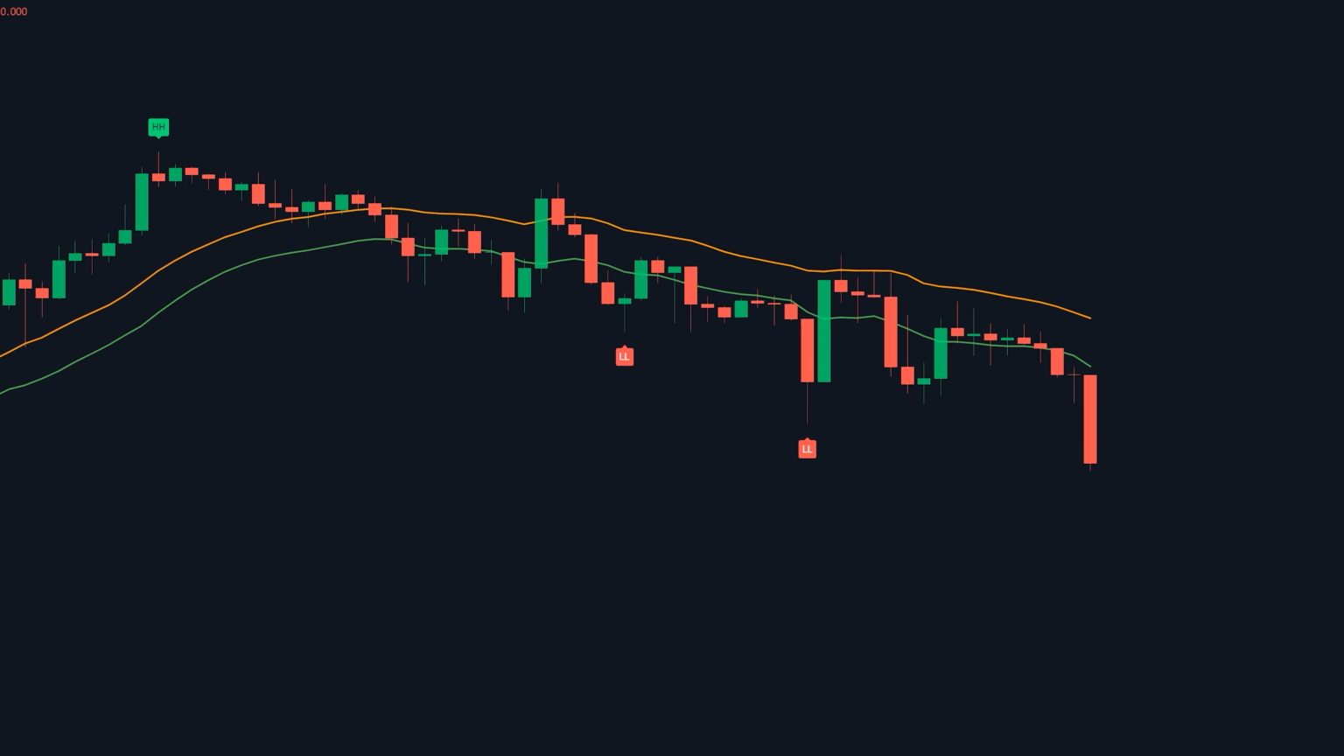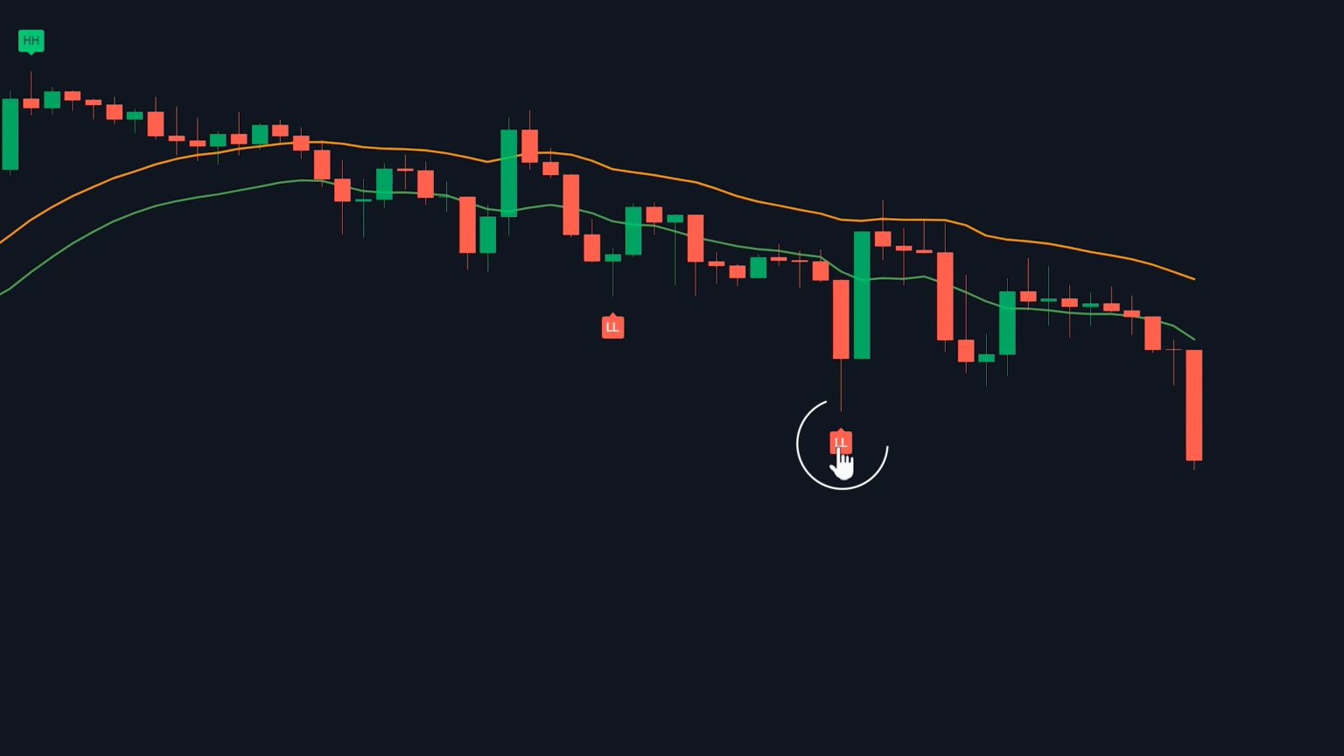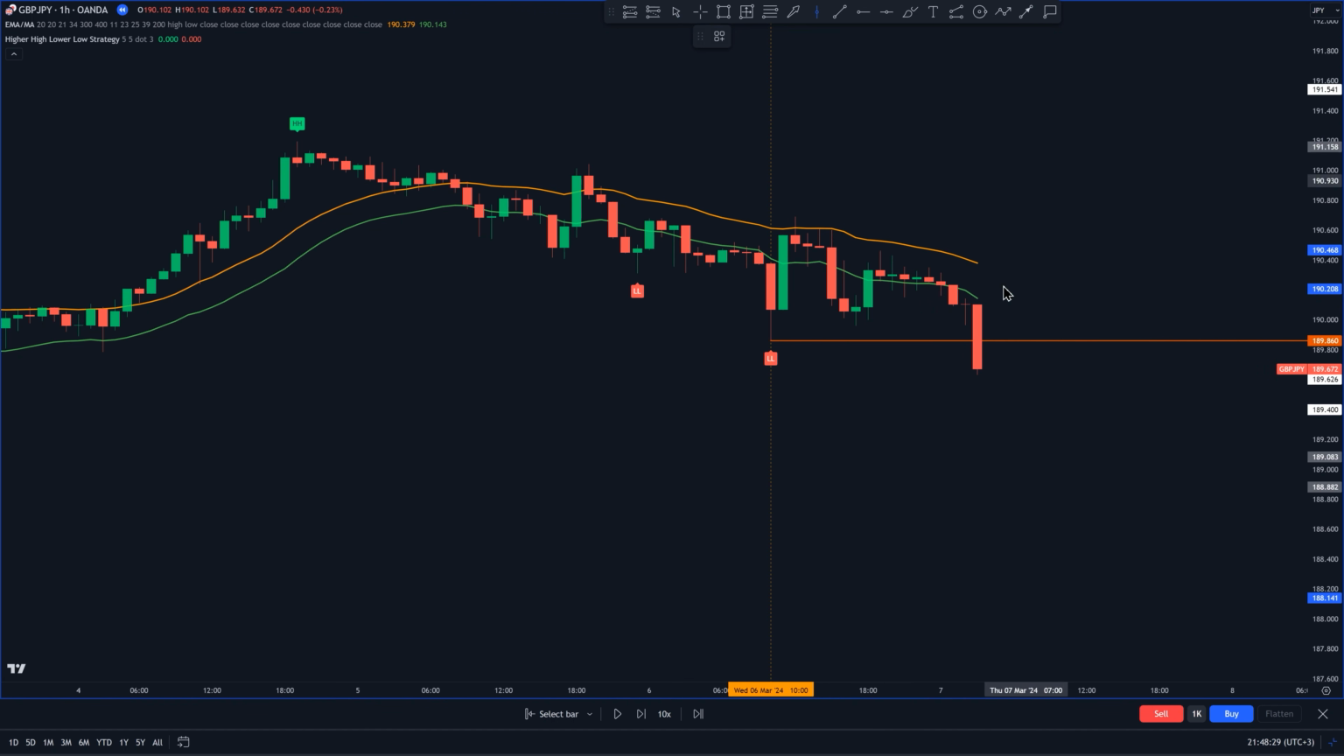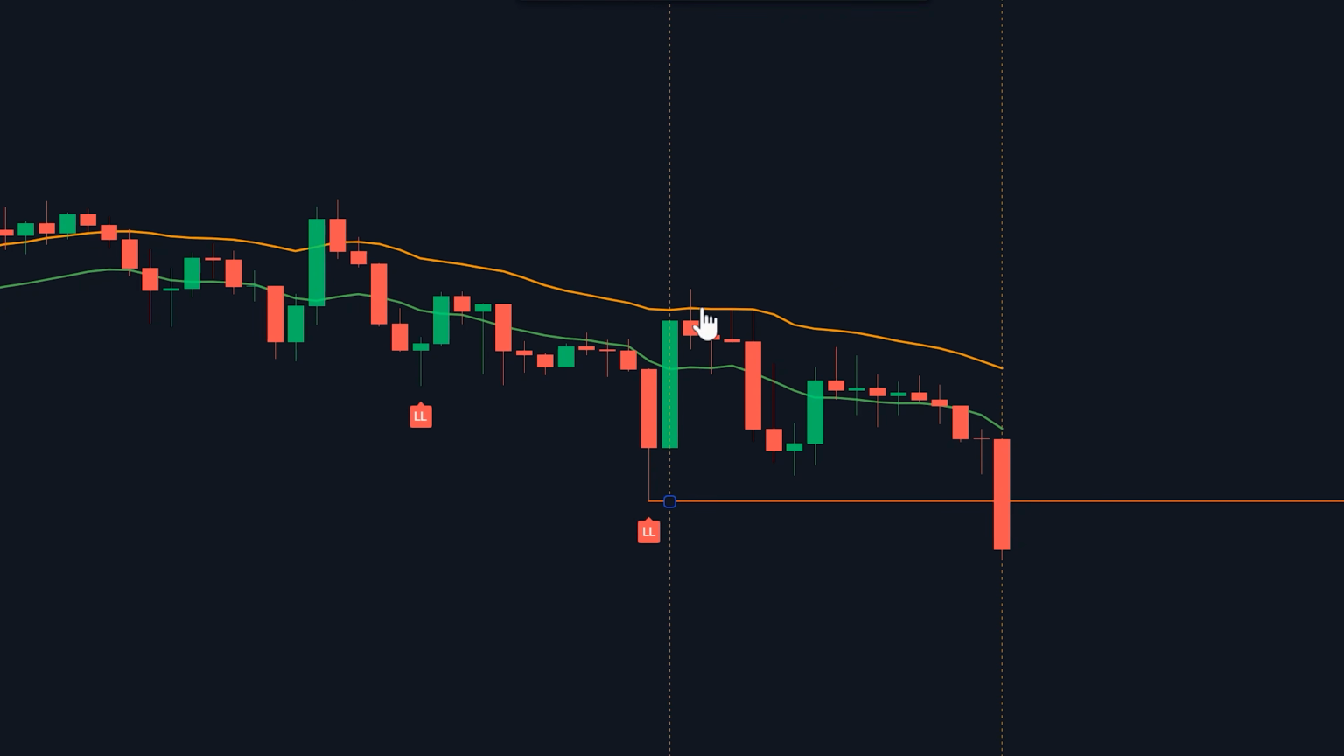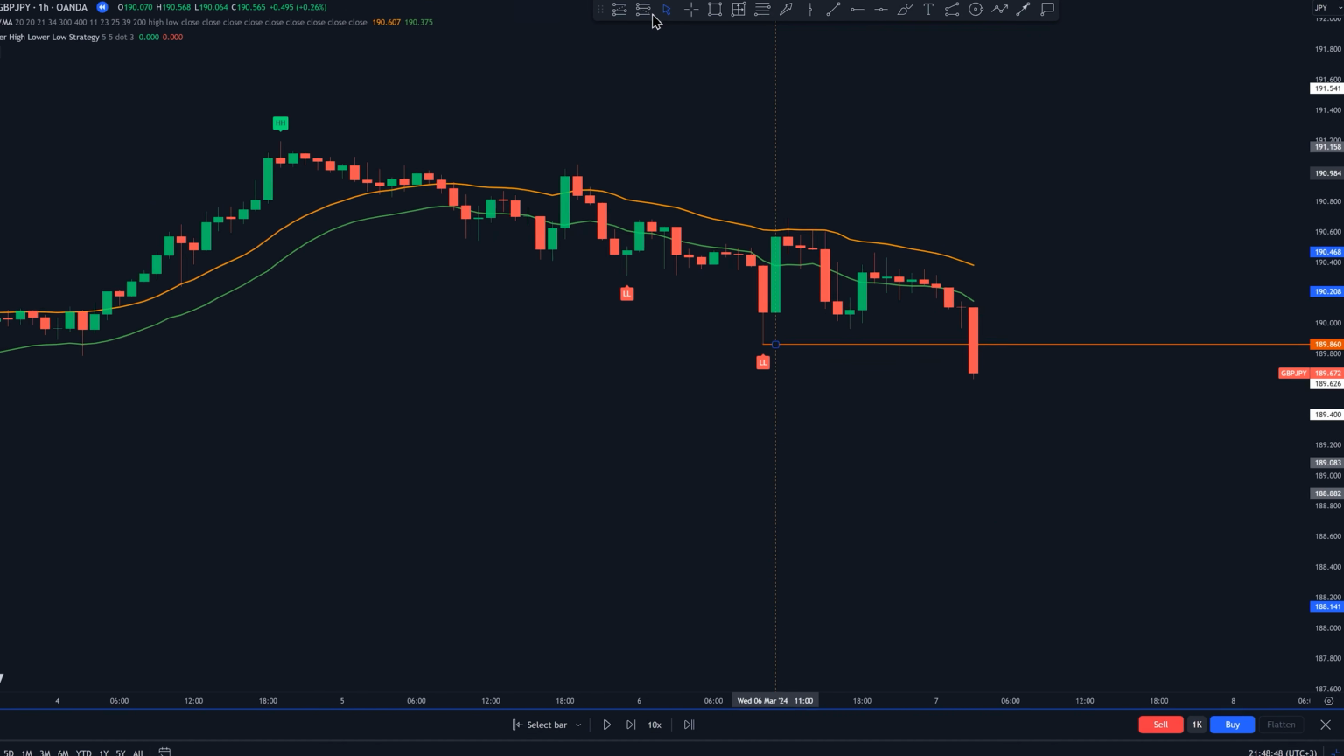Then lastly, the price needs to break and close below the most recent lower low level without breaking and closing above the upper EMA. So like here, this is the most recent lower low level and this is our pullback. So we basically need that from this pullback area to the break and close, none of these candles should close above this EMA. Simple. Now, all our entry conditions are met on this candle, so we're going to enter a short position.